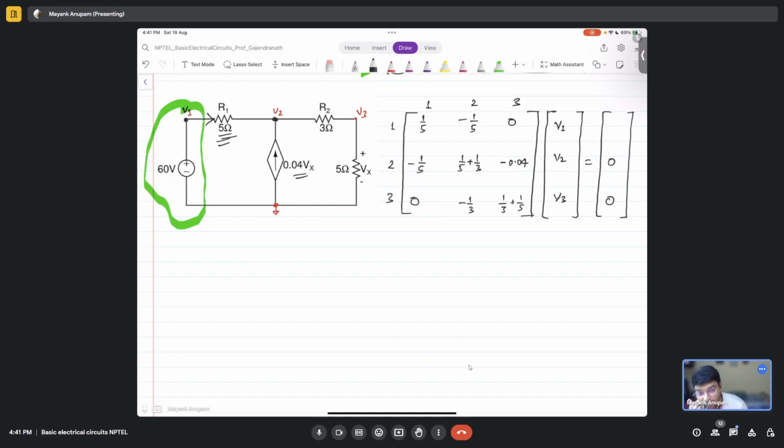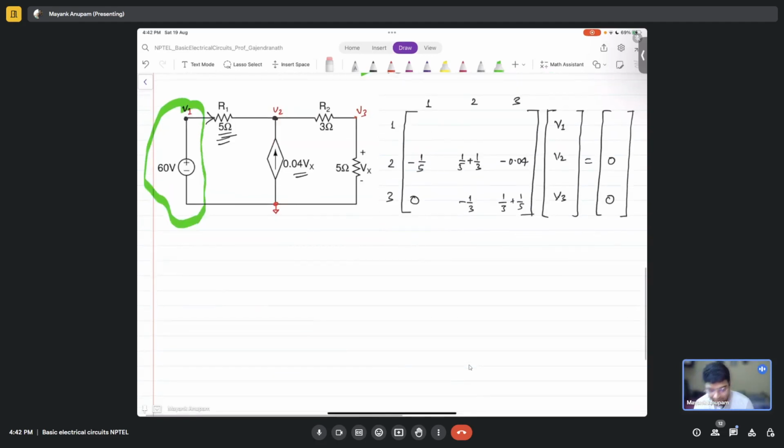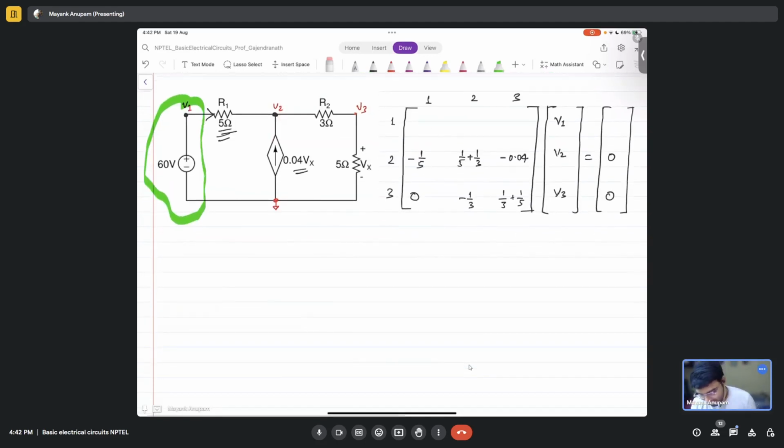How did you get 60? All right. So this is not right, right? This is definitely not right. Correct? So don't get confused, okay? So this is not right.